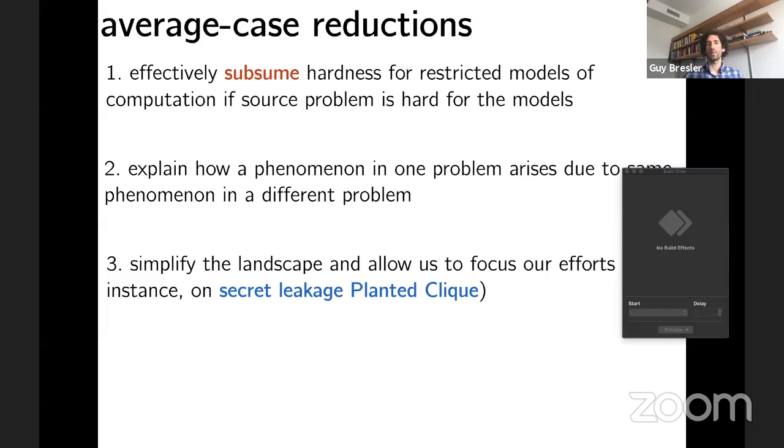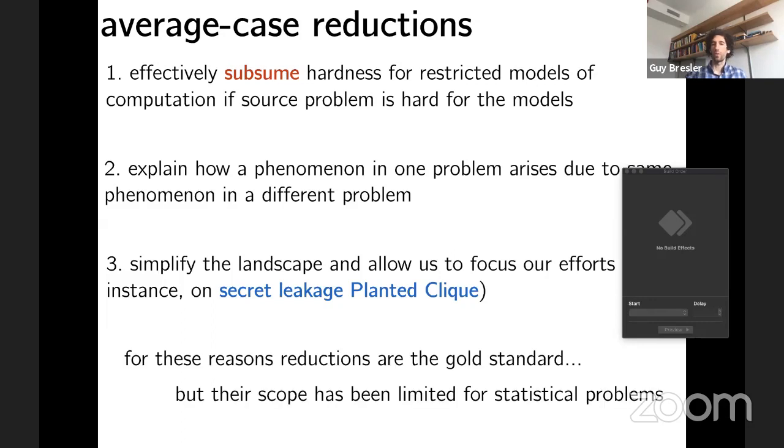And finally, it simplifies the landscape. I mean, in some dream world, you could imagine that some huge collection of problems were shown to be fully equivalent, and then one could understand any one of these. For us, because the situation is a directed tree away from the source problem, it'll just suffice to understand the hardness of the source problem, which for us is secret leakage planted clique.